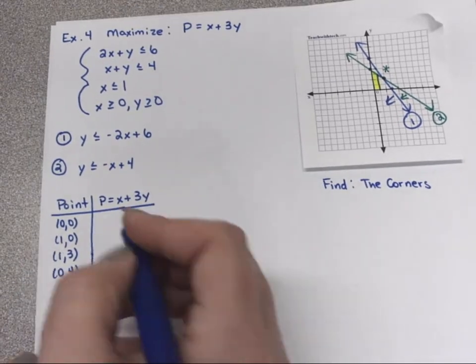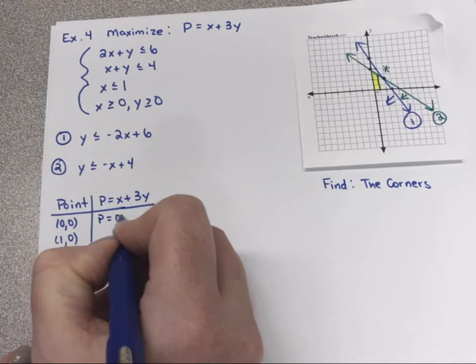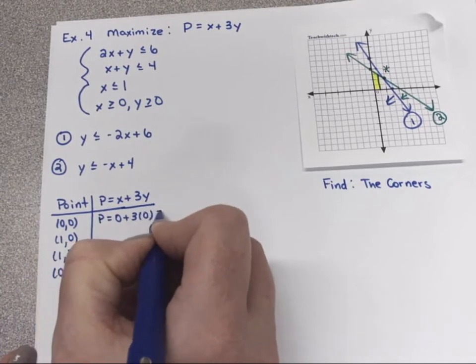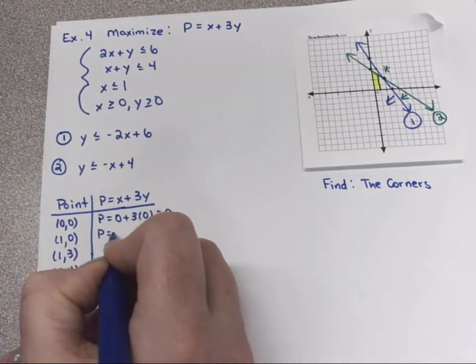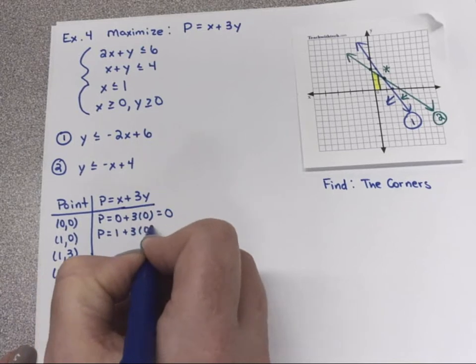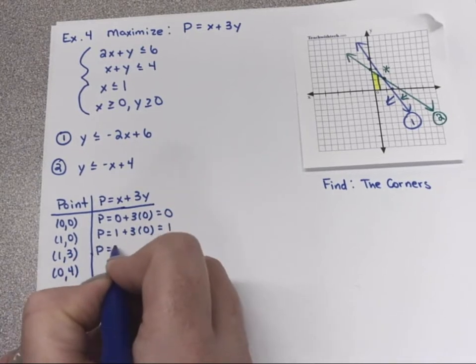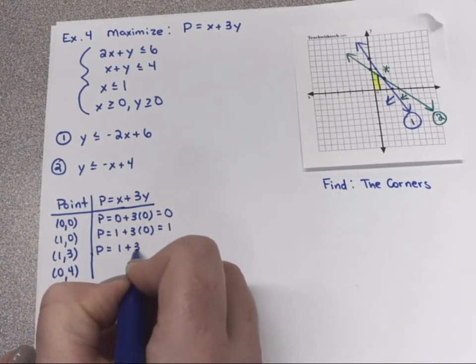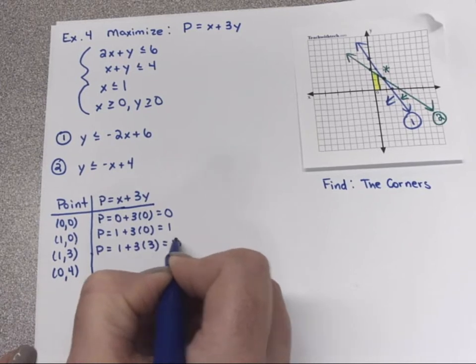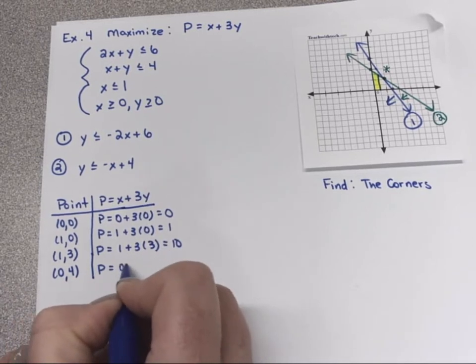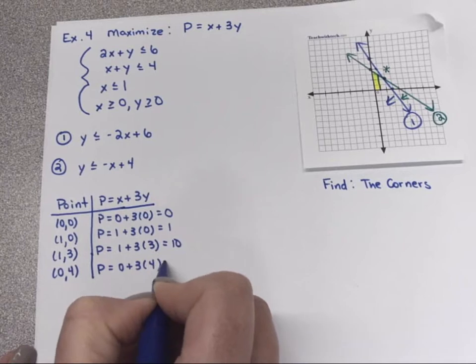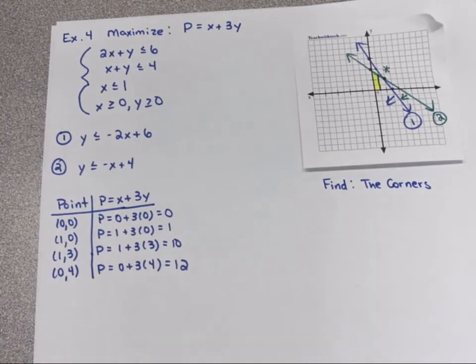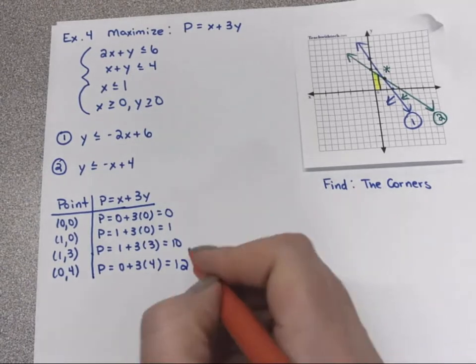But let's plug in these corner points. So 0 plus 3 times 0, no shocker, 0. This one is 1 plus 3 times 0, or 1. This one is 1 plus 3 times 3, or 10. And then this one is 0 plus 3 times 4, or 12. So which one is our biggest one? This time 12 is our biggest one.